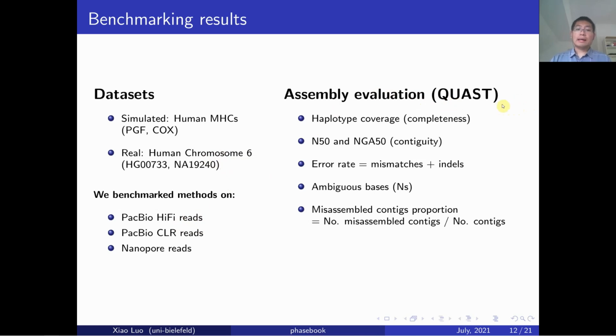For example, haplotype coverage is the percentage of bases in the ground truth haplotypes covered by haplotigs, which is used to measure the completeness of the assembly. Both N50 and NGA50 are used to measure the contiguity of the assembly. The error rate is equal to the sum of the mismatch rate and the indel rate when mapping the obtained contigs to the reference haplotype sequences. And the misassembled contig proportion is equal to the number of misassembled contigs divided by the total number of contigs.